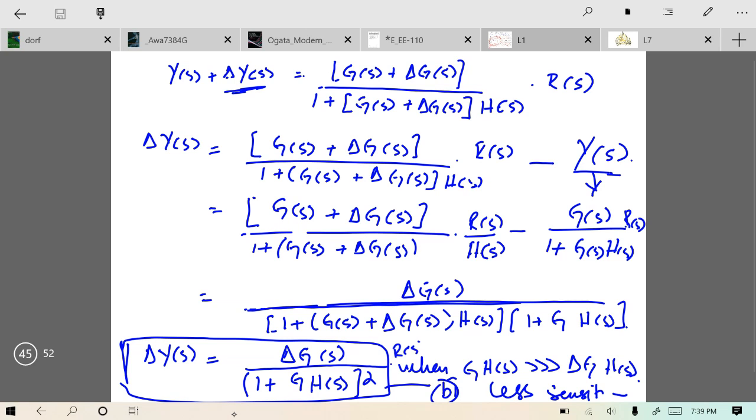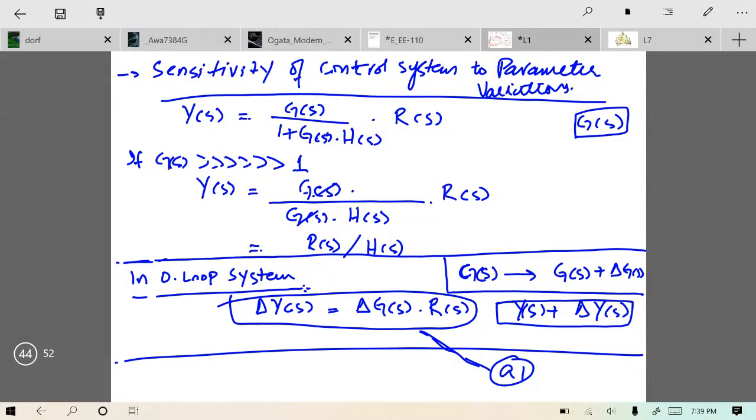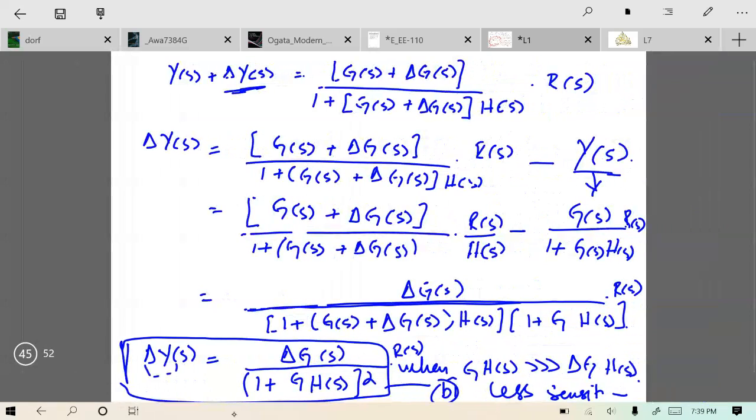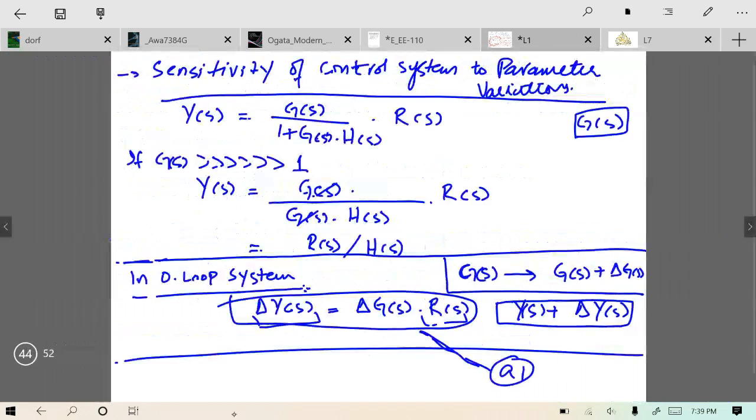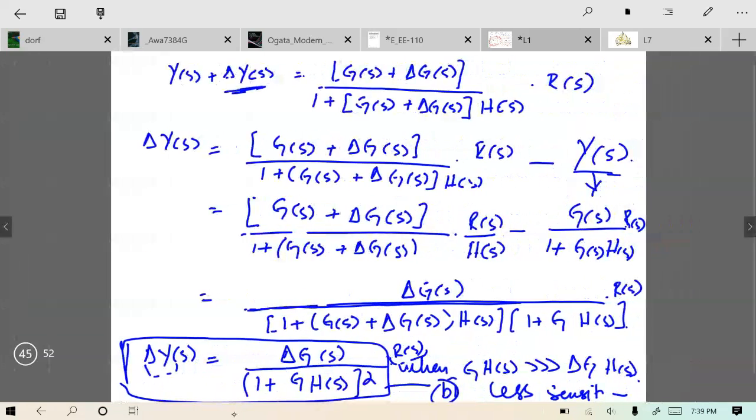There is R(s) as well over here, which I forgot to write. So when you compare this equation with this, this is delta Y(s) and this is Y(s), sorry, R(s), and this is R(s). Here it is delta G(s), and here it is delta G(s) divided by (1 plus GH(s)) whole squared.